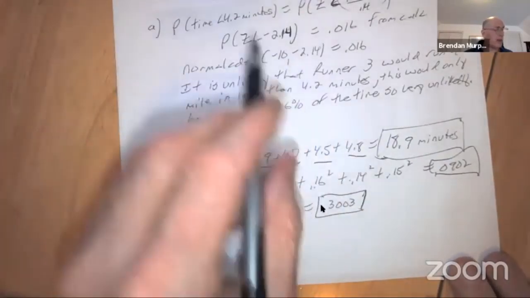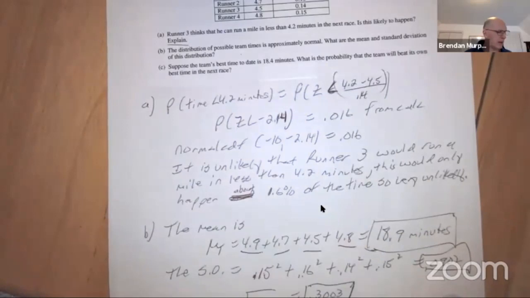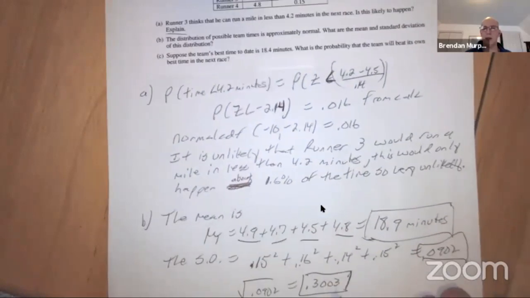So that's part B. What is the mean and standard deviation of this distribution? The mean would be 18.9 minutes. Standard deviation would be 0.3003 or 0.30 or something like that.